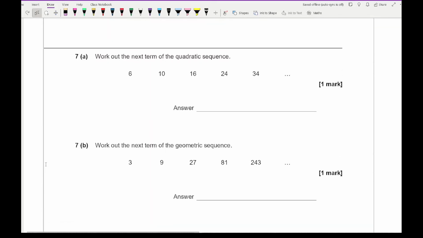Moving on to question 7, it says work out the next term of this quadratic sequence. So for this, if we look at the difference, so that's plus 4, that's plus 6, that's plus 8, that is going to be plus 10.